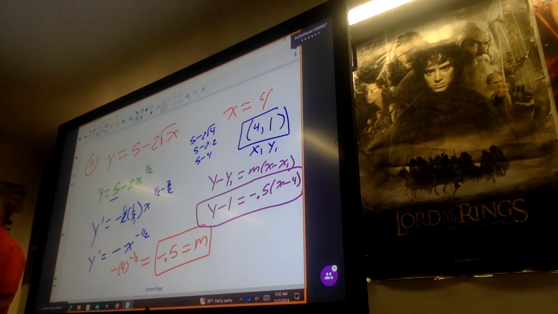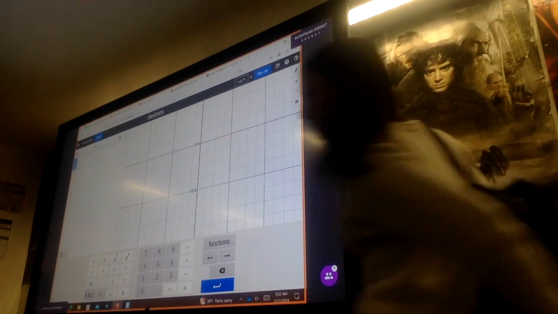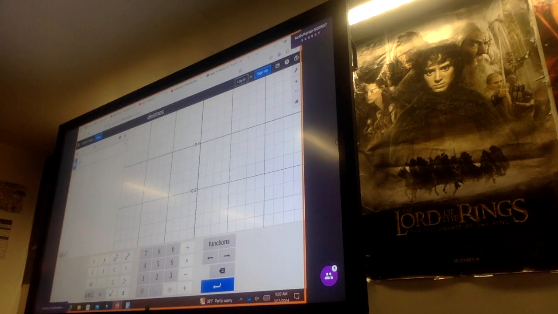And if you wanted to dork out on this a little bit, why not? Because I have Desmos. If I were to graph my original equation, I'm going to get 5 minus 2 square root of x. I can go hit home on that.